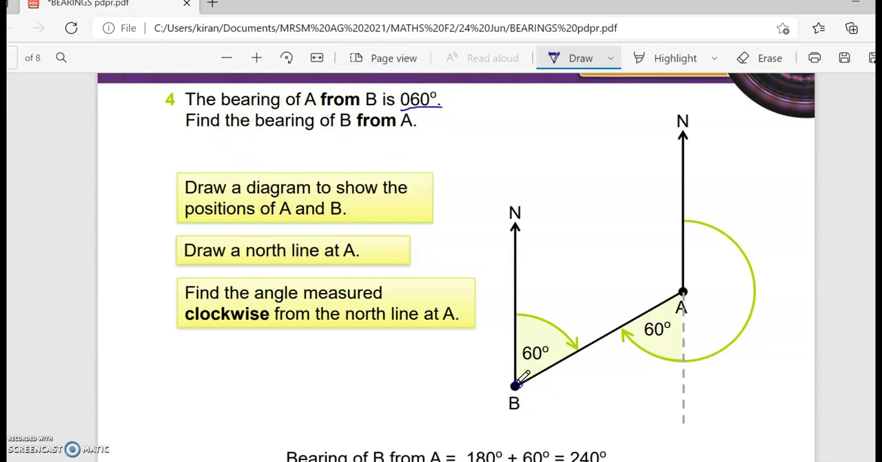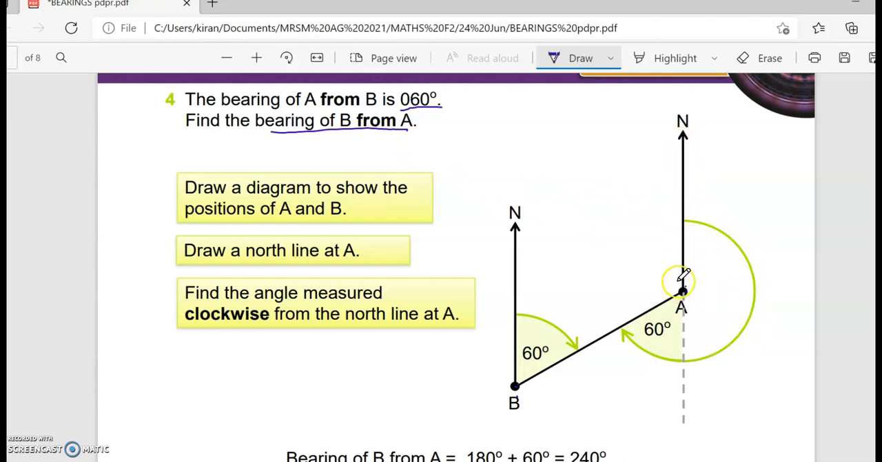So the bearing of A from B is 60 degrees. Find the bearing of B from A. Bearing of B from A. So A is here, so we look at A this time. You look here, you draw a north line at A.